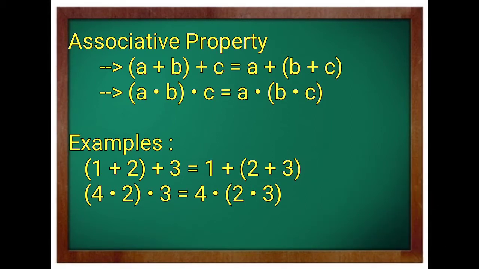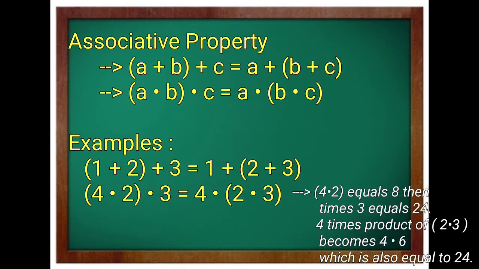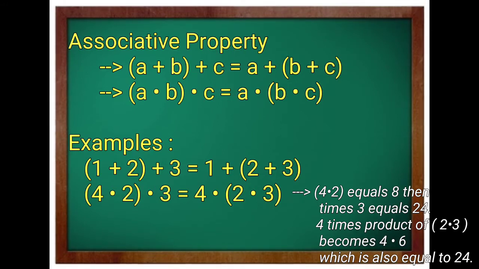4 times 2 times 3 equals 4 times quantity of 2 times 3. 4 times 2 equals 8, then times 3 equals 24. 4 times the product of 2 and 3 becomes 4 times 6, which is also equal to 24.